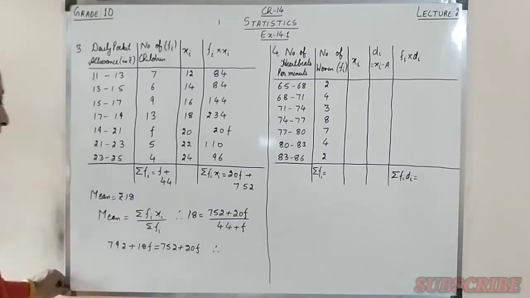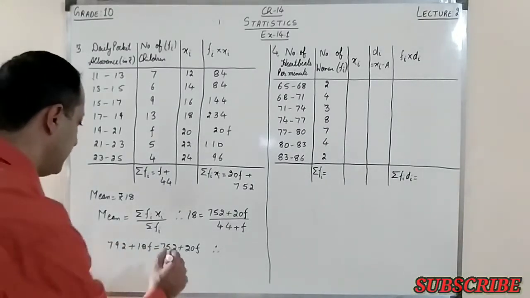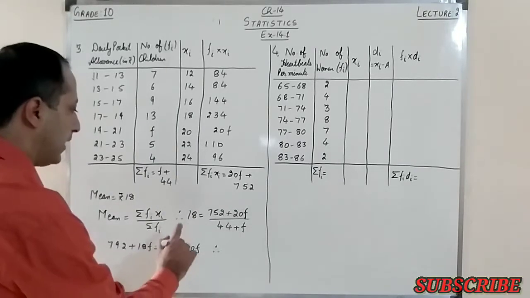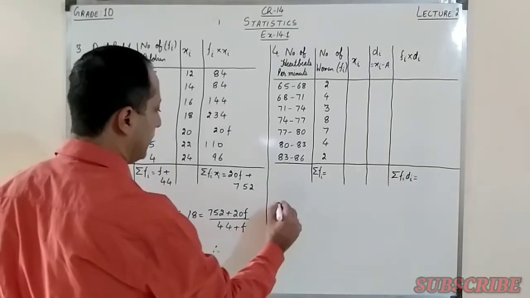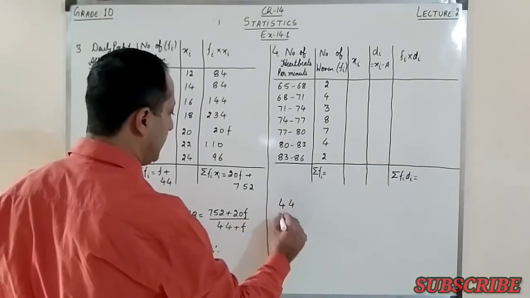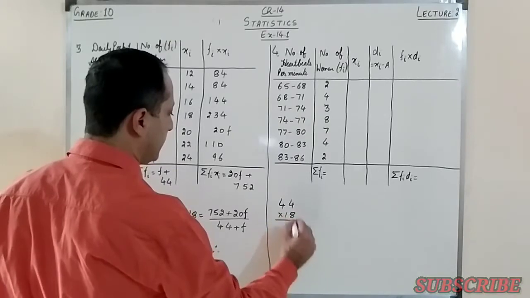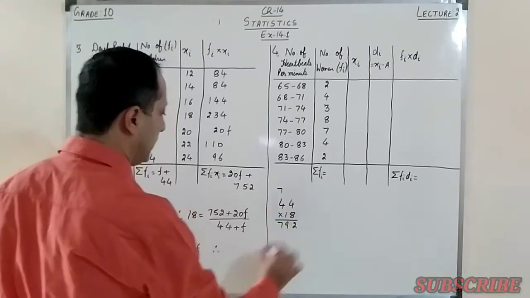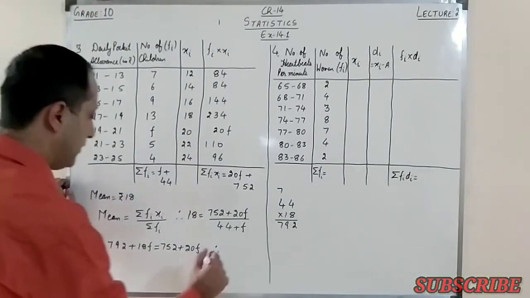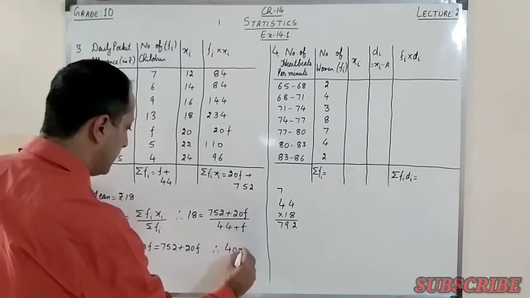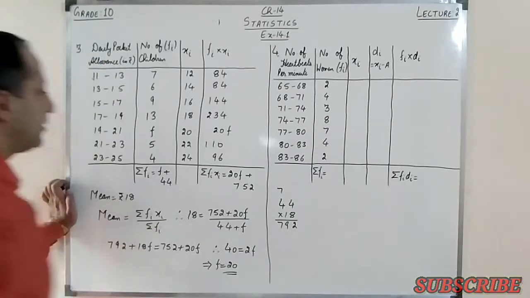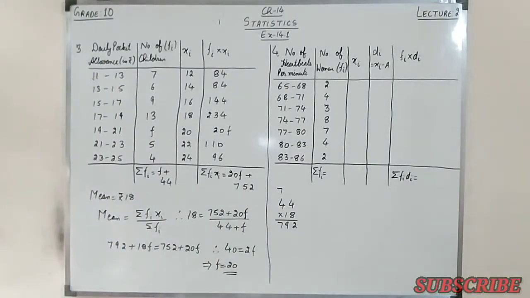Now after simplifying, we subtract these two. Okay, let's check once again. This is 44 multiplied by 18. Now 18 4s are 72, 7 carry, and 18 4s are 72. This is 792. So we get 40 equals 2F, and this means the value of F we have got is 20. So this is the value of F in this question, right?